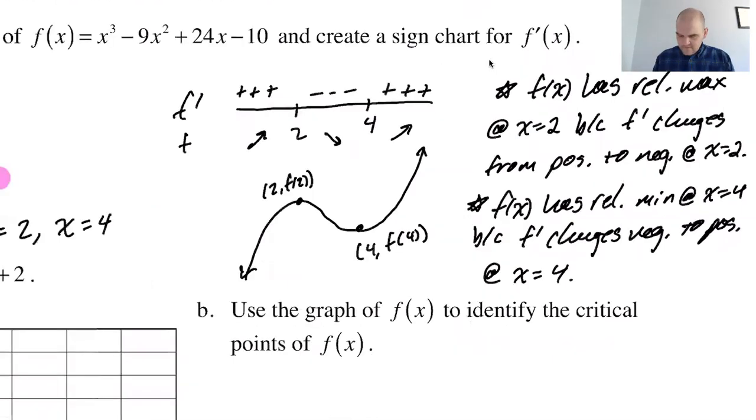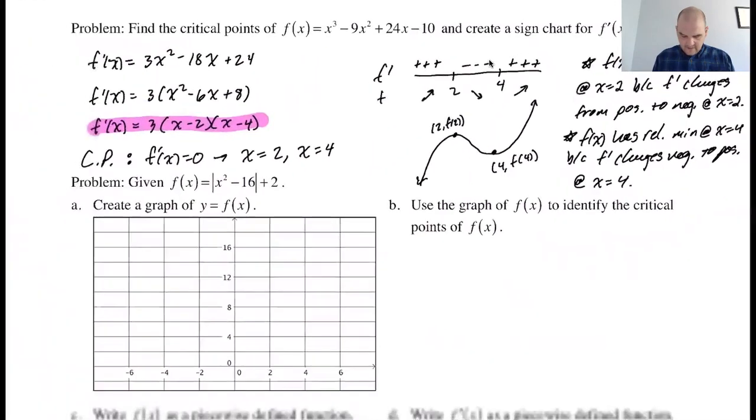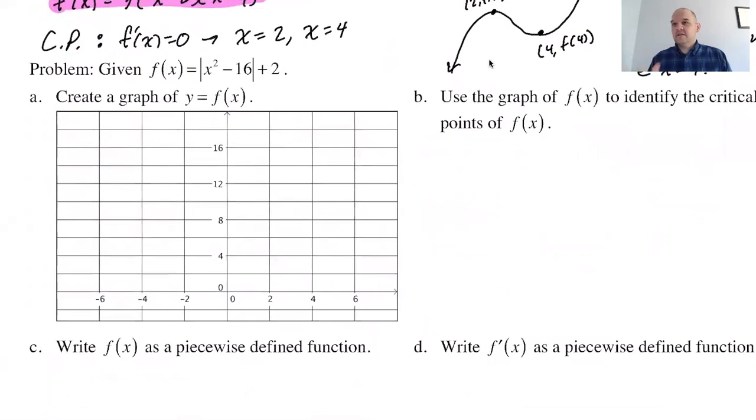So this, you'll find out later, is called the first derivative test for relative maximums and minimums. Relative extrema probably is the right way to say that. But for now, I think we're good with that. Let's move on and take a look at the next question.